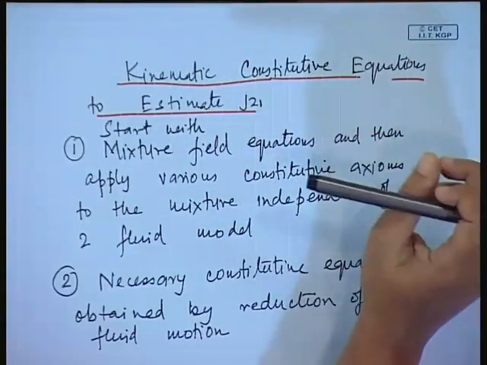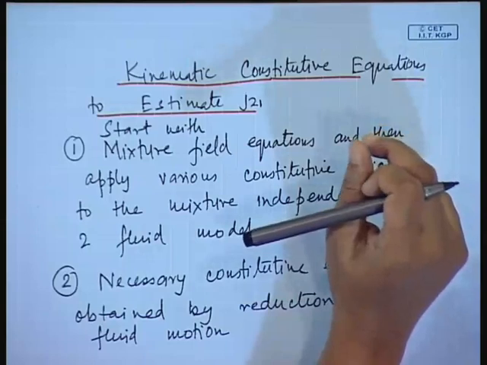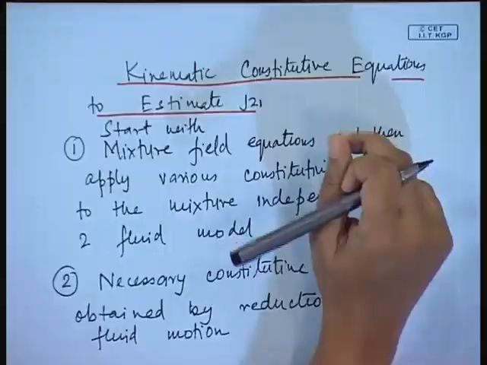So, as a result, if you consider the mixture as a whole, then we are not free to observe what is happening between the two phases, how they are distributed, etcetera. Is it clear to you? So, this first approach, using the mixture field equations and then applying the various constitutive axioms to the mixture, is usually not very preferred. Okay? And for most cases, we obtain the constitutive equations by reduction of the two fluid model.